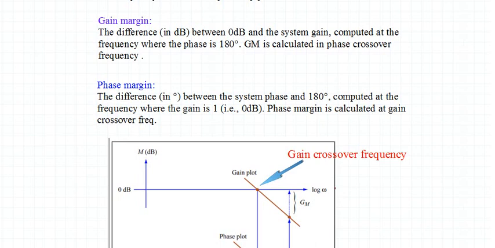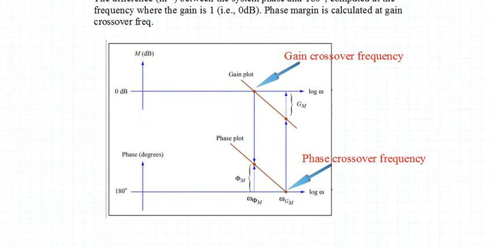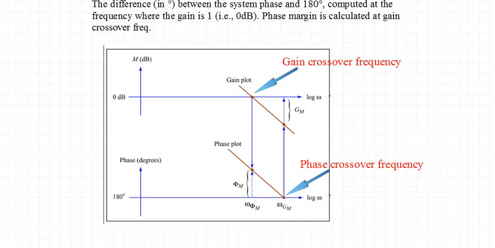Now, how do you determine gain margin? Gain margin is obtained from the gain plot and the location of 0 dB. Let us understand what gain margin is. Here is the gain margin. How do I find it? First, you project your phase crossover frequency on the gain plot. I'll repeat. To find the gain margin, you project the phase crossover frequency point onto the gain plot.